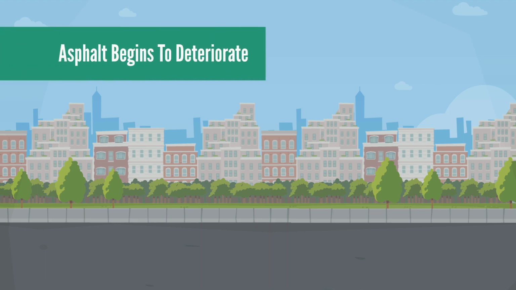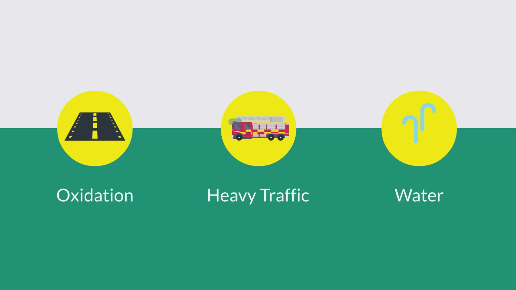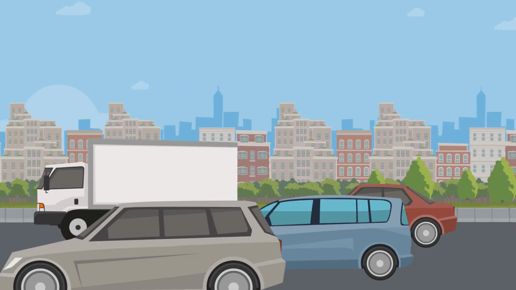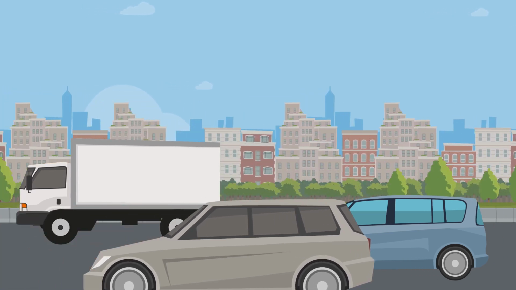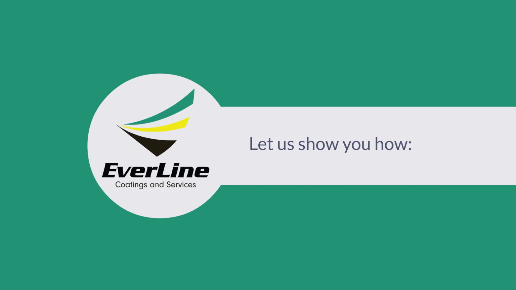From the moment it's put down, asphalt begins to deteriorate. Damage from oxidation, heavy traffic, and water are the major culprits. Each of these does damage to asphalt on their own, but together, they compound and accelerate the decline. Let us show you how.